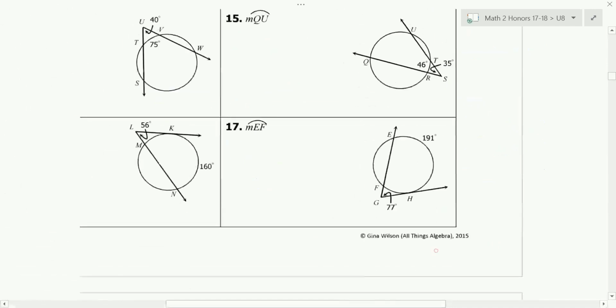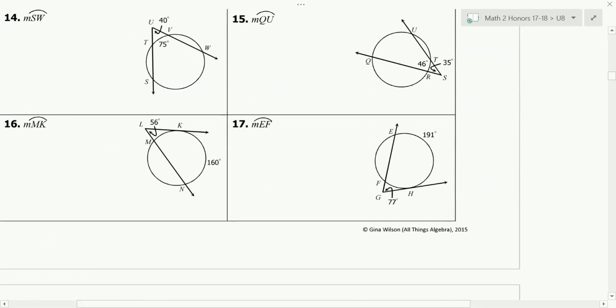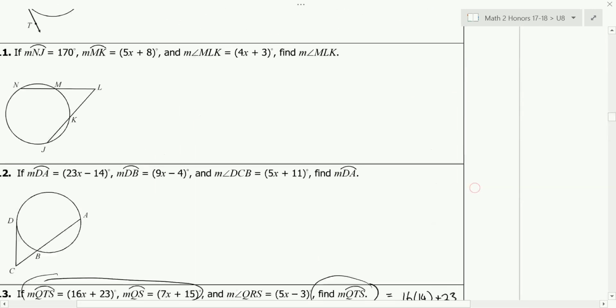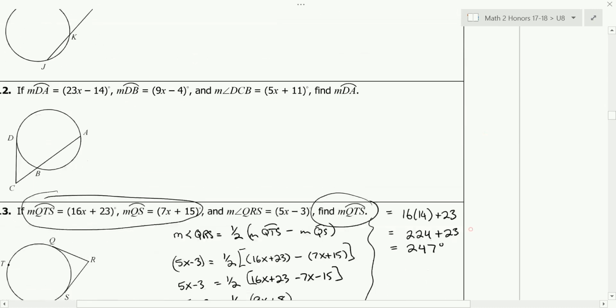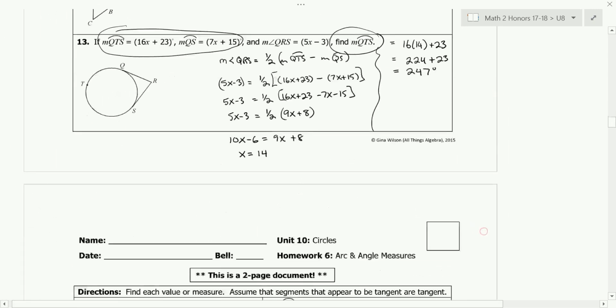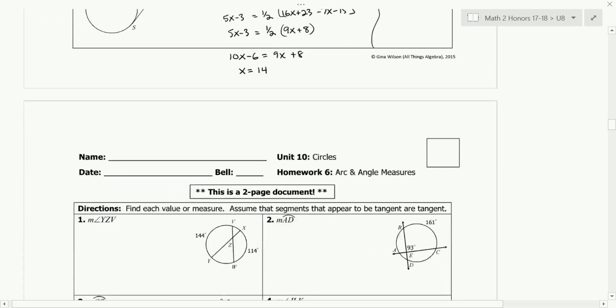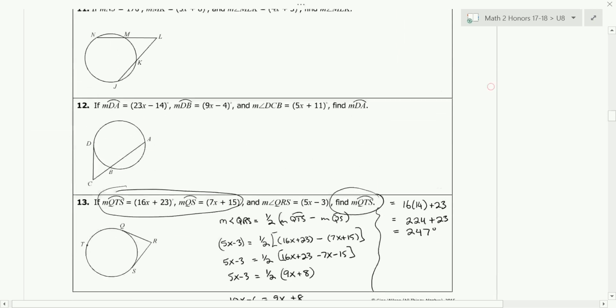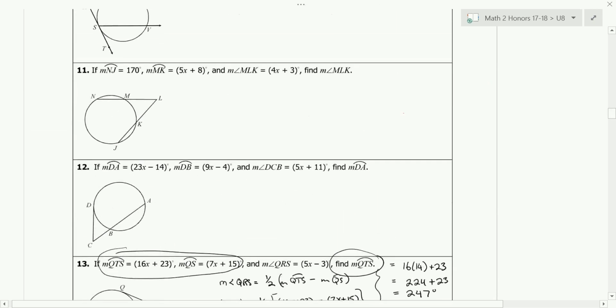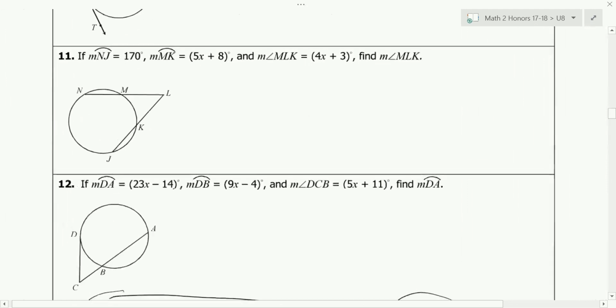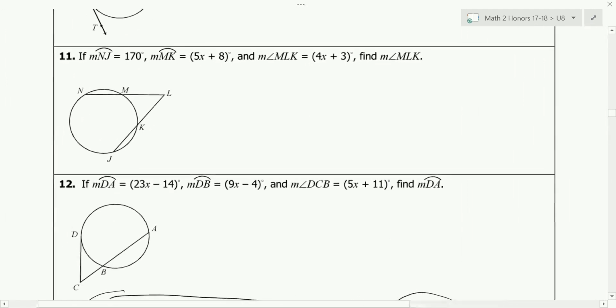Let's look at one last one. Let's go to this number 12 here. We'll finish with this one, okay? Solve number 12.